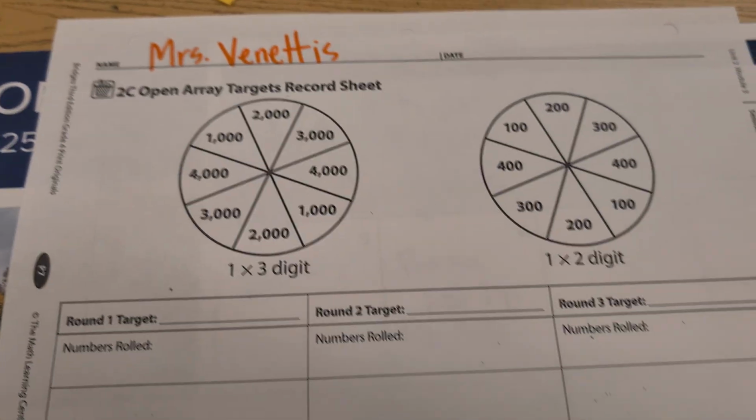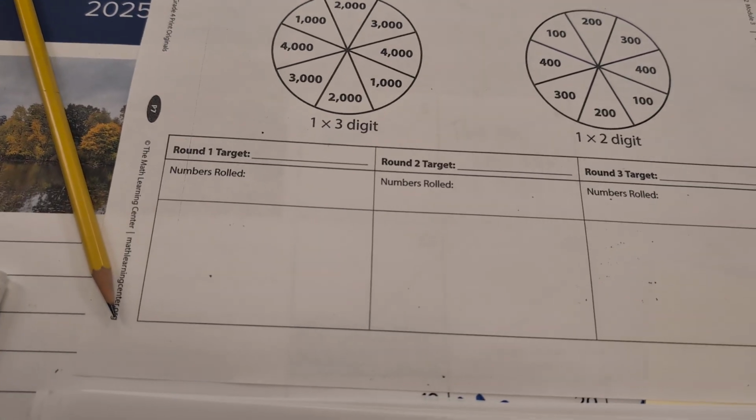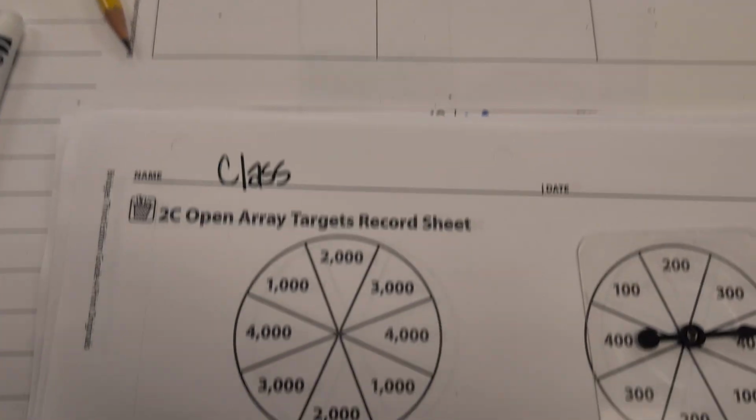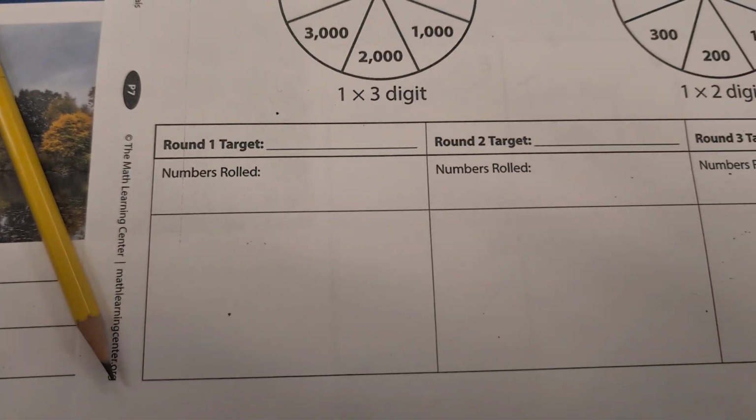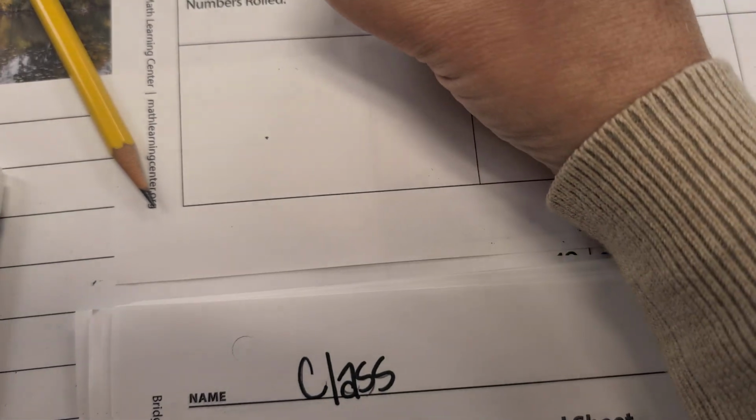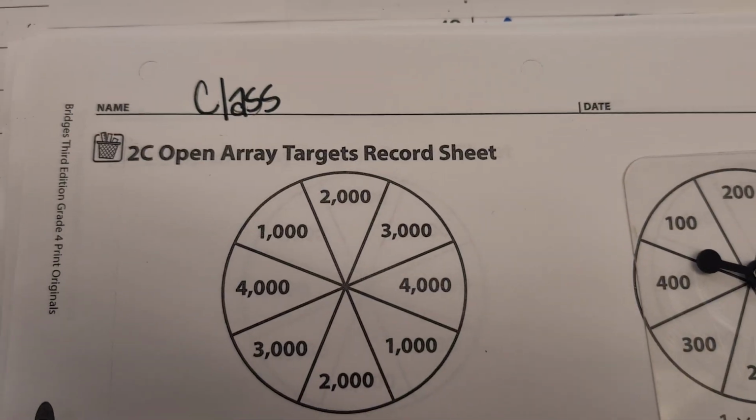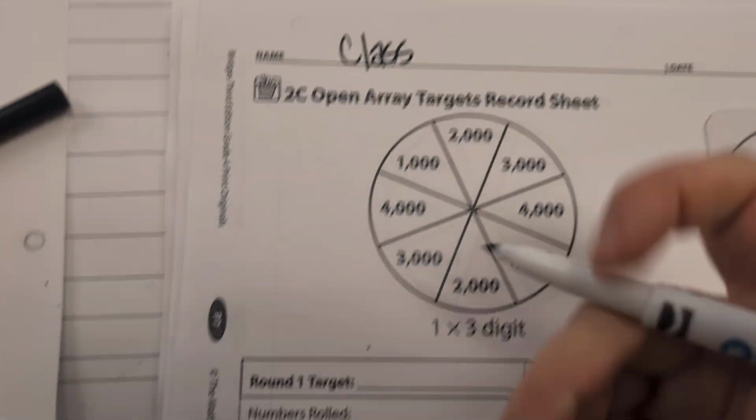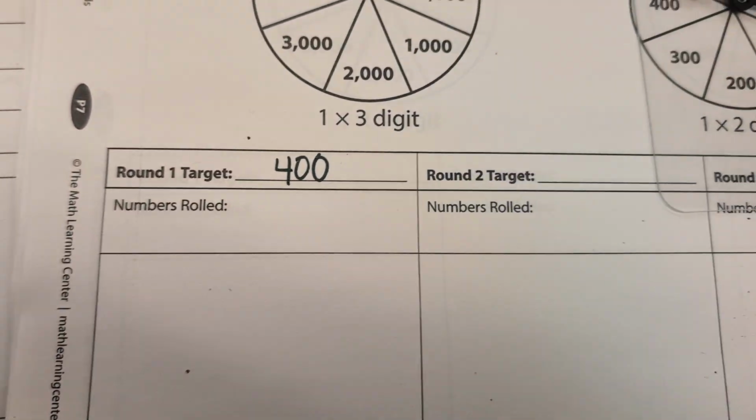I'm going to play in orange, and then I'm going to pretend that you guys are playing as a class in black because that's the closest color to a pencil. We are both going to write down that the target that I landed on was 400. And this is going to be round one.